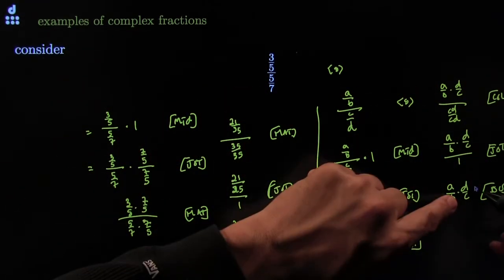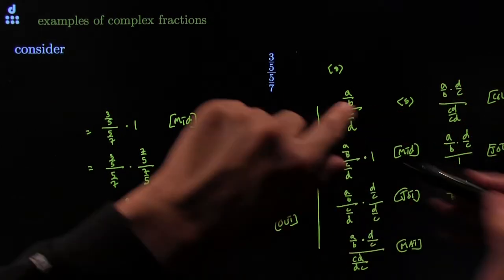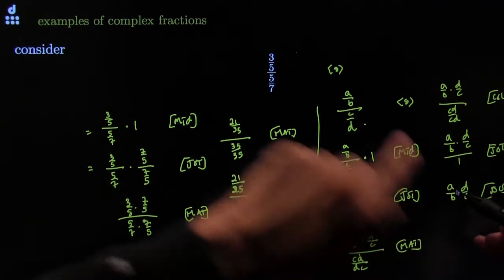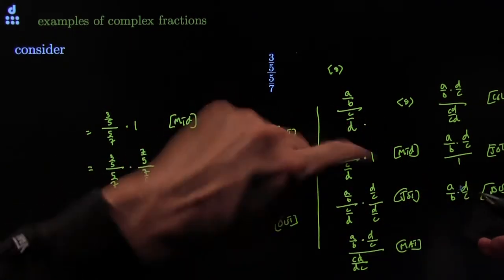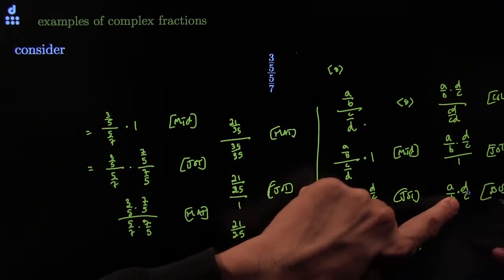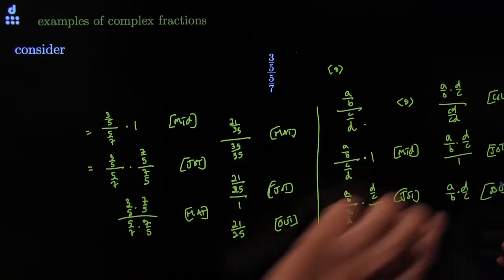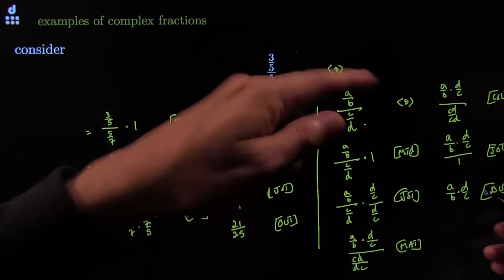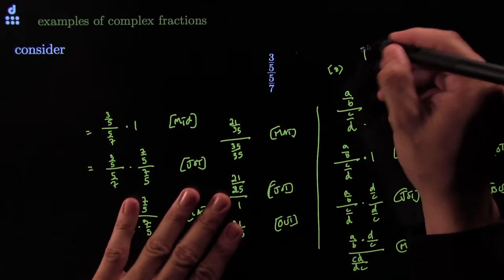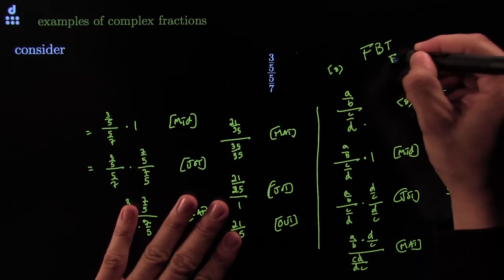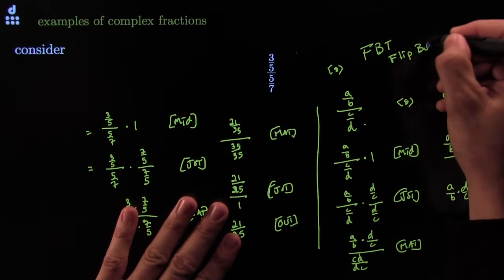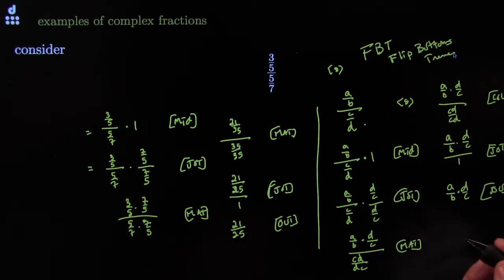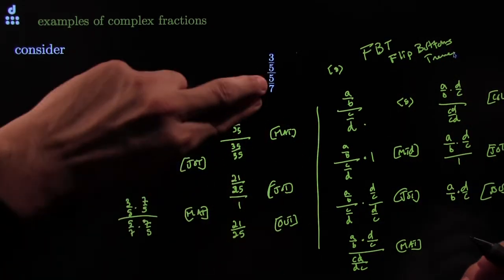Focus on the beginning and focus on the end, because these steps will always be the same. We can package them. At the beginning, a over b over c over d became a over b. The top just remained the same. The bottom just got flipped, and we changed that to times. That's what we're going to package. It's called the flip the bottoms theorem. So you take the bottom and you flip it. FBT, flip the bottoms theorem. Again, all you do is take the bottom and you flip it.